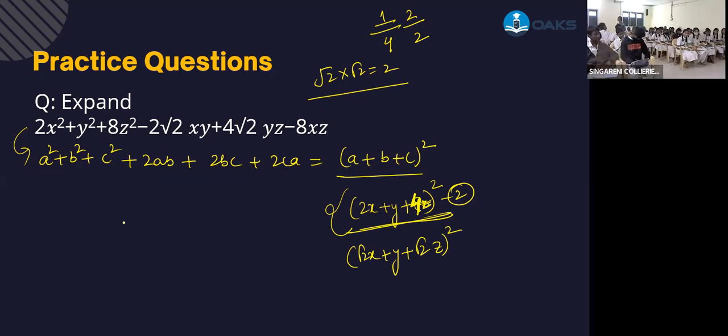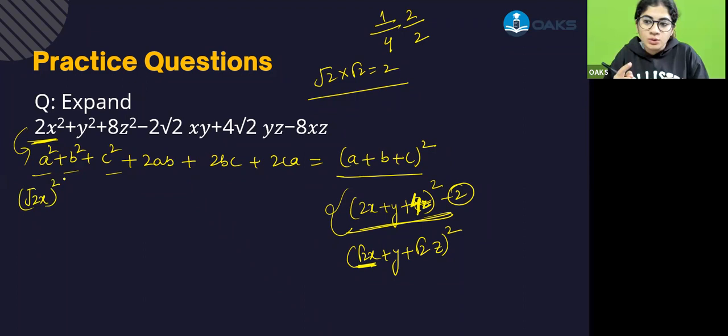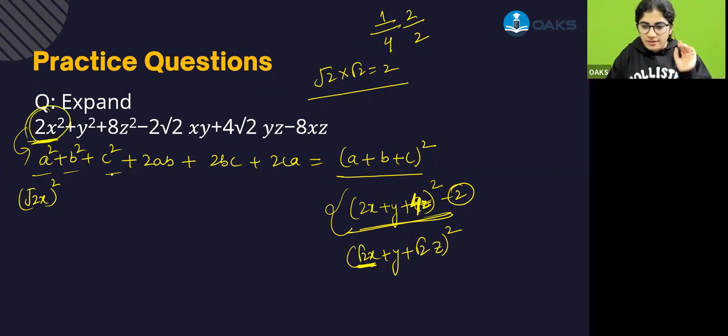So let's see. We have a square, b square, c square, right? So this term should be something square, right? Now this point is correct of school 1. That is, it is root 2x whole square. See, when you do root 2x whole square, what do you get? You get 2x square. Everybody understand? So root 2x square is equal to 2x square, right?